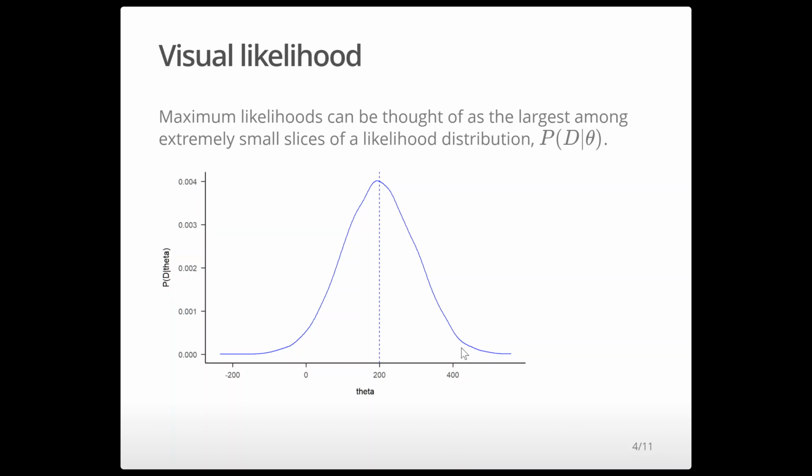So the idea behind maximum likelihood is we're trying to find the likelihood that's at the highest point. We're essentially trying to climb this hill and find the parameter value that would maximize the likelihood of this exact data set.